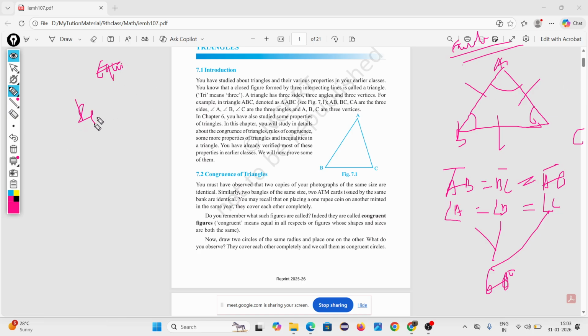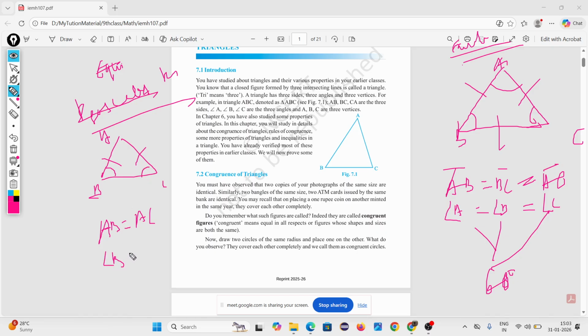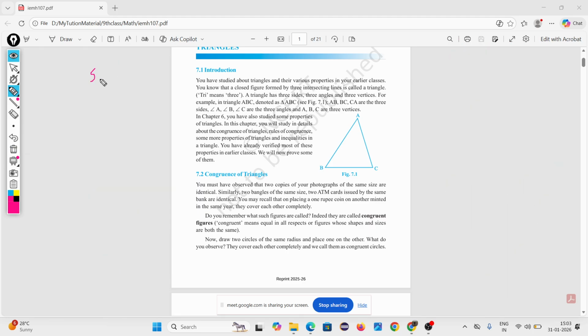Then isosceles triangle. Two sides are equal. Suppose this side is equal to this side. Okay? In this figure, AB equals AC. Remember one thing: the angles opposite to the equal sides are also equal in an isosceles triangle.